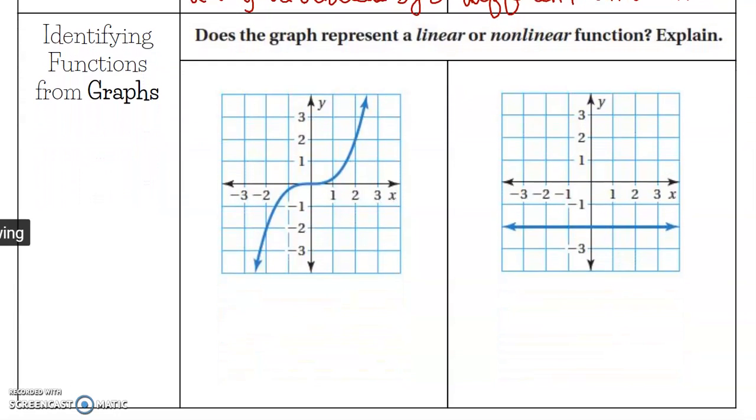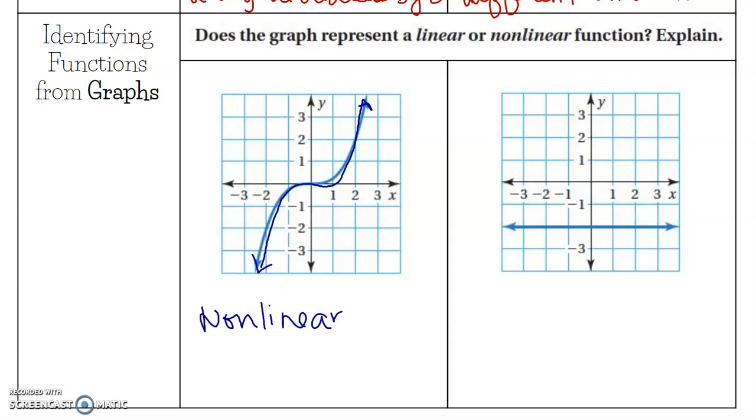Now we can look at identifying functions from graphs. When we're looking at graphs, we can just look at the problem and determine if it's linear or nonlinear. Remember, the word linear means it makes a straight line. Nonlinear means it does not make a straight line. Just by looking at this first graph here, we see that it is curved. So because it is curved, we know that it is nonlinear.